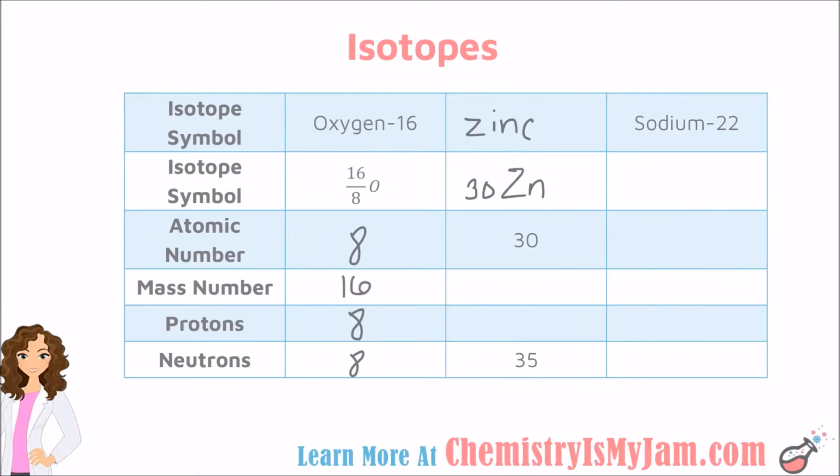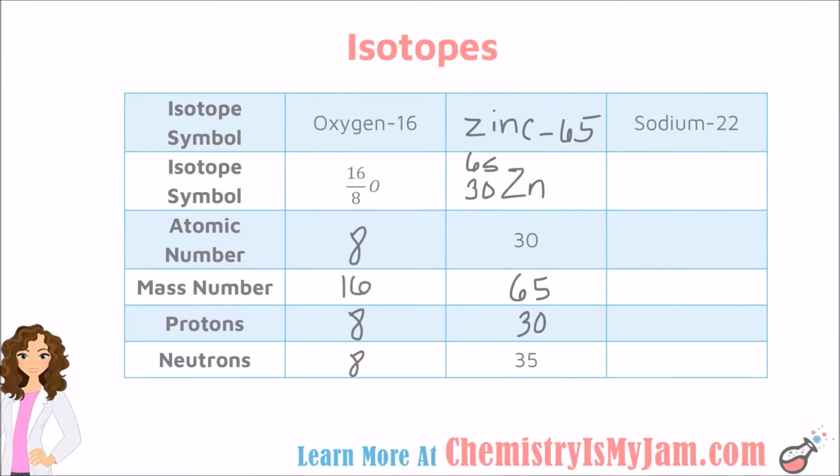That atomic number matches the number of protons, so we know that there are 30 protons. At the bottom, it tells me that there are 35 neutrons, and we know that the mass number is the protons plus the neutrons, so 30 plus 35 is 65. So now that we know the mass number, we can fill in all 3 places on the chart.